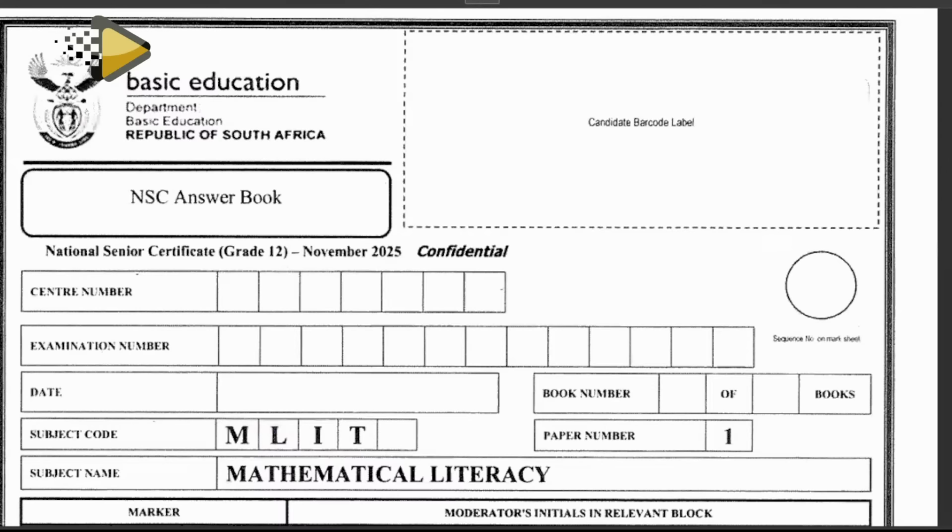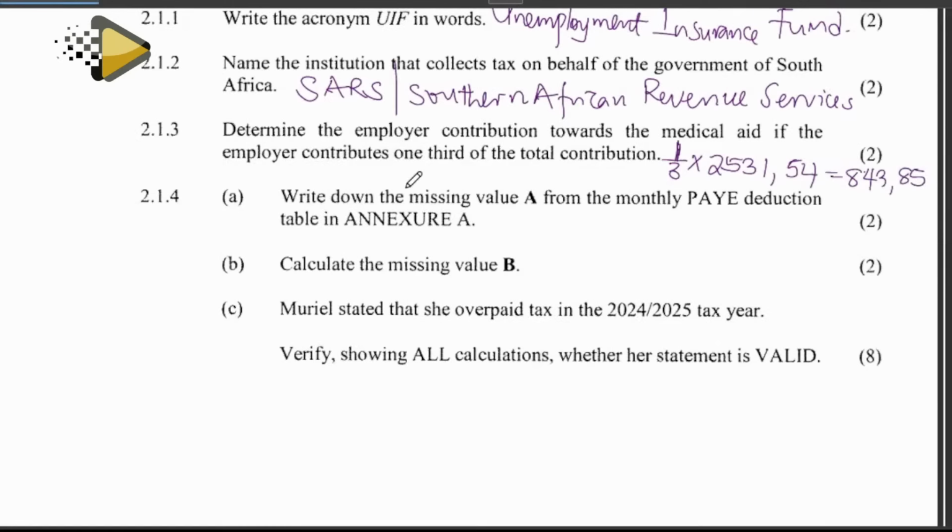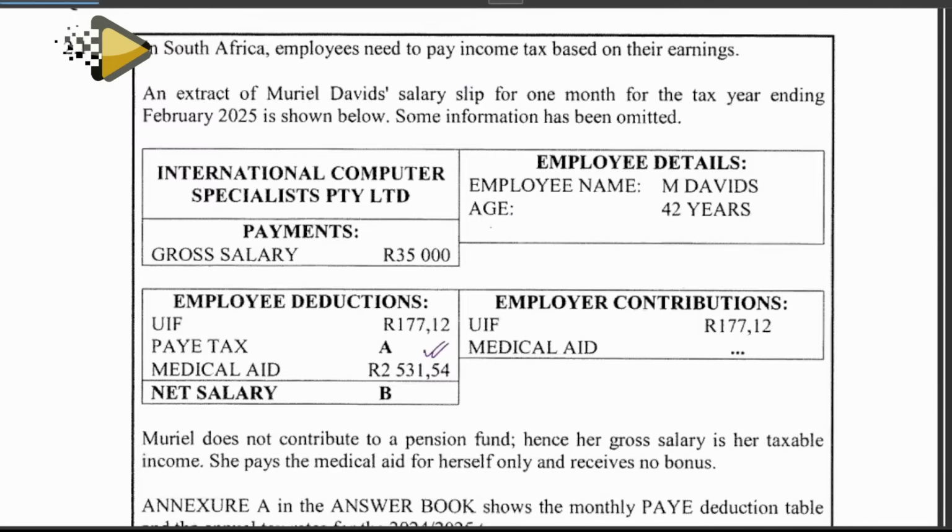Okay, write down the missing value A from the monthly pay deductions. Let's go to the answer sheet now. That's where they want us to be. So you're saying, write down the missing number A from the monthly pay deduction table in annexure A. So what is missing here? It's tax pay. We are going to use the table without calculations. So how do we use the table? The person here, the age is 42. The person earns a gross salary of 35,000. You see that?